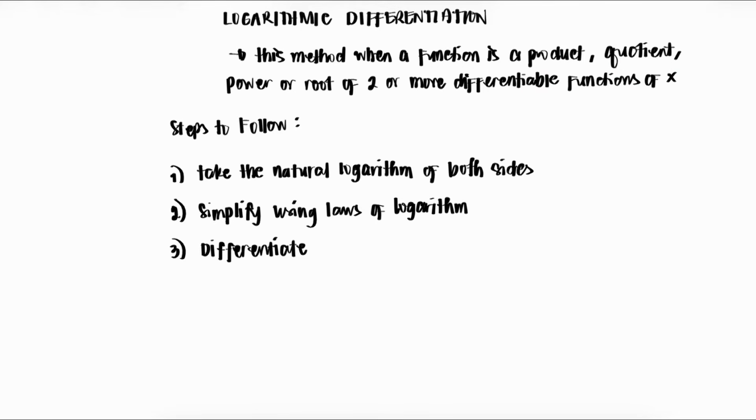So the first step, we take the natural logarithm of both sides of the equation. Next is use the laws of logarithm to simplify the right member of the resulting equation. And of course, the third, we differentiate and we solve for y prime.